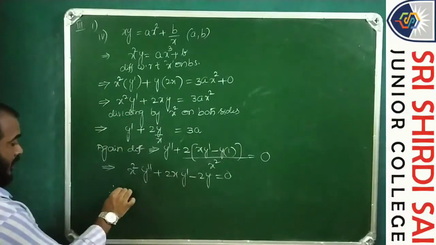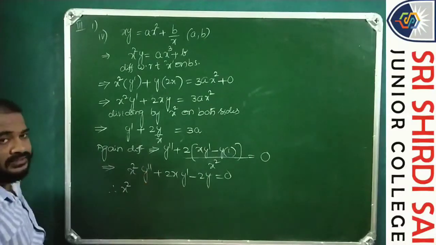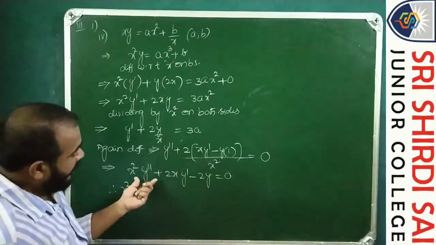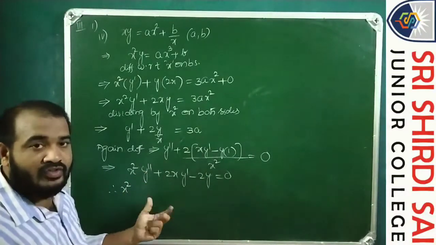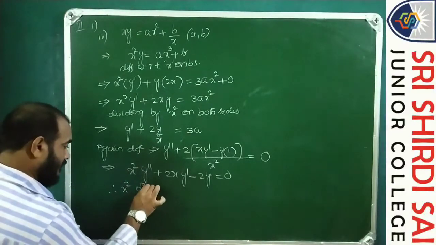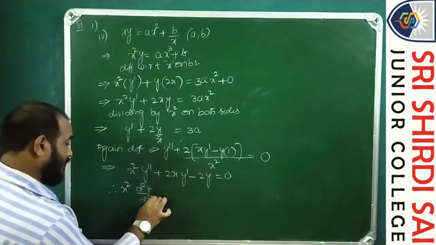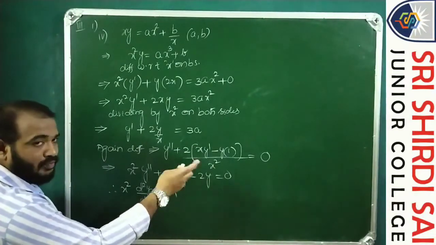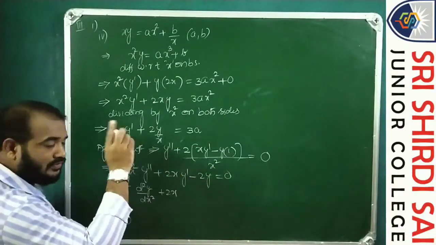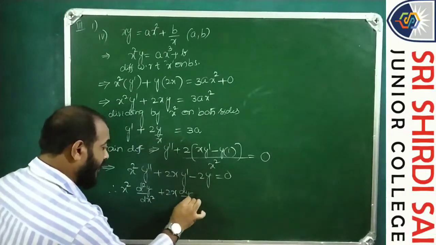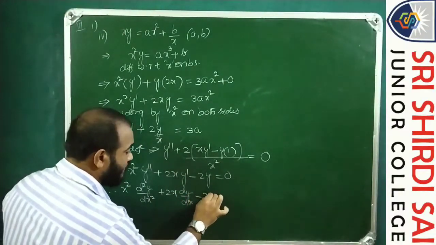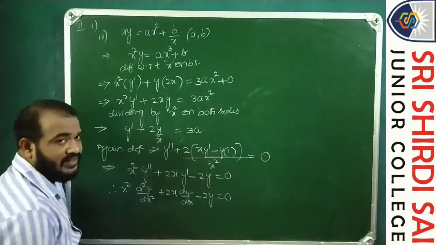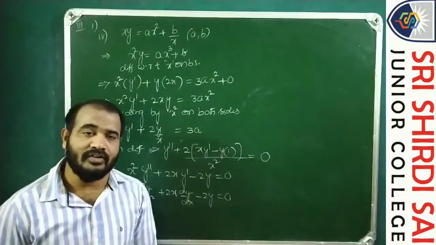Therefore x square into, what is y double dash? Y double dash is the second order derivative, d square y by dx square, plus 2x, what is y dash? Differentiating y with respect to x, we get dy by dx, that is the first order derivative, dy by dx minus 2y equals 0 is the required differential equation.